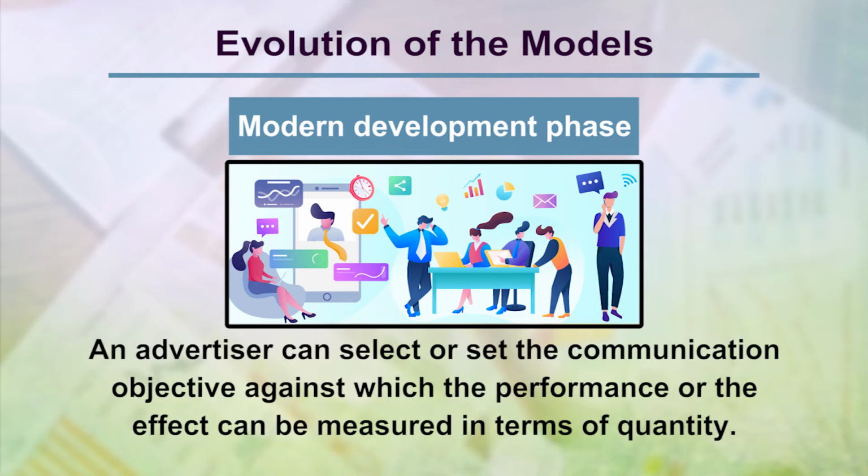Russell H. Colley first time said that an advertiser can select or set the communication objective against which the performance or the effect can be measured quantitatively. That is the first concept given by Colley, that any advertising objective you can measure quantitatively. So quantifying the advertising objective was a contribution by Russell H. Colley.